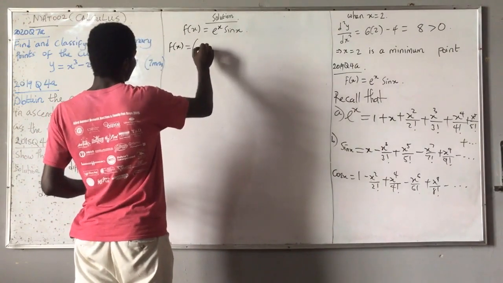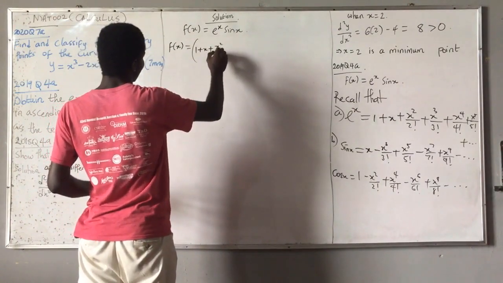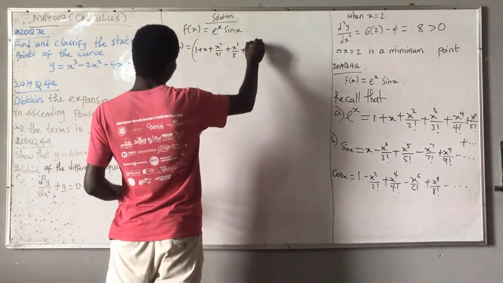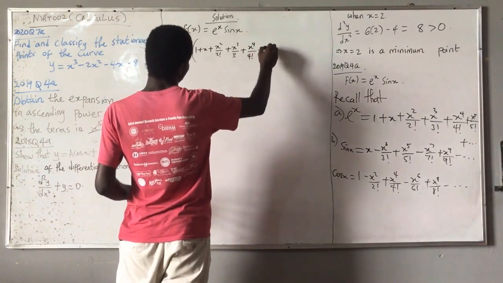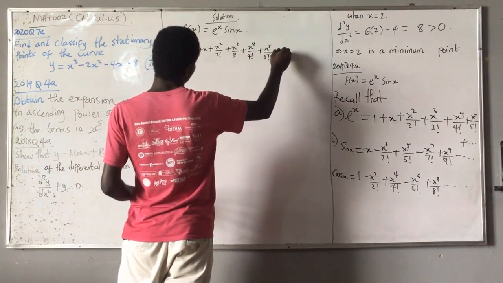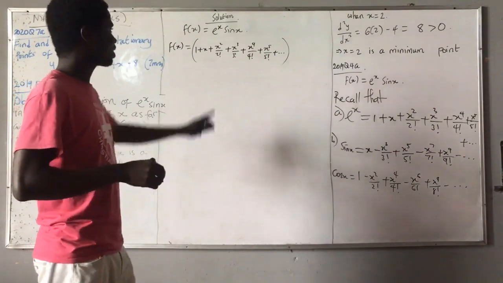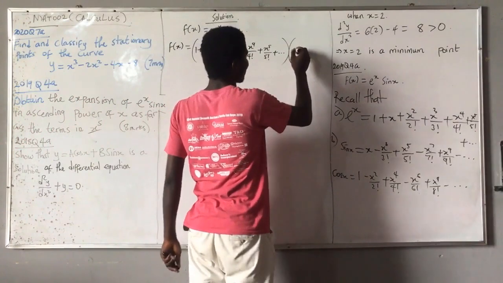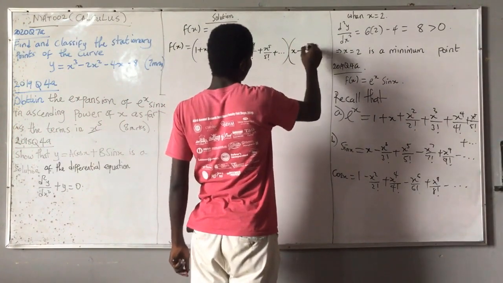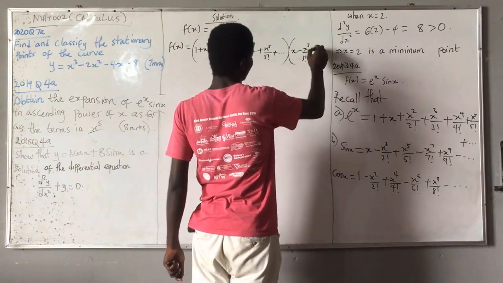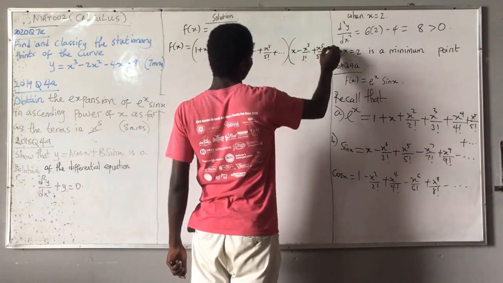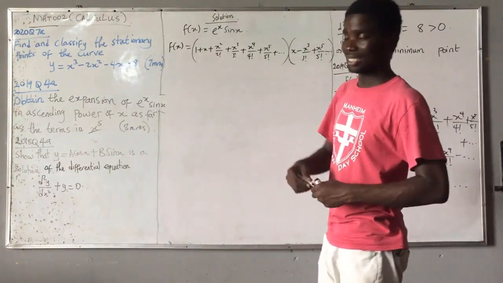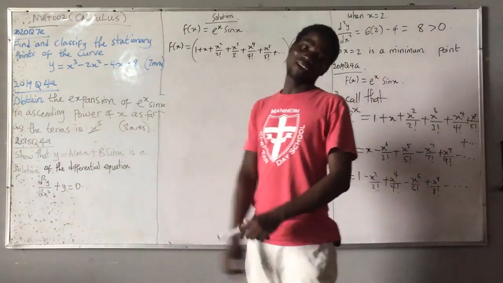E raised to power s is 1 plus s plus s squared over 2 factorial plus s cubed over 3 factorial plus s4 over 4 factorial plus s5 over 5 factorial. It goes on like that. That is only e raised to power s. Now it remains sin s. Sin s is what? Multiplied by s minus s cubed over 3 factorial plus s5 over 5 factorial. Please allow the rest to be. Don't forget, we are not expanding more than s raised to power 5.